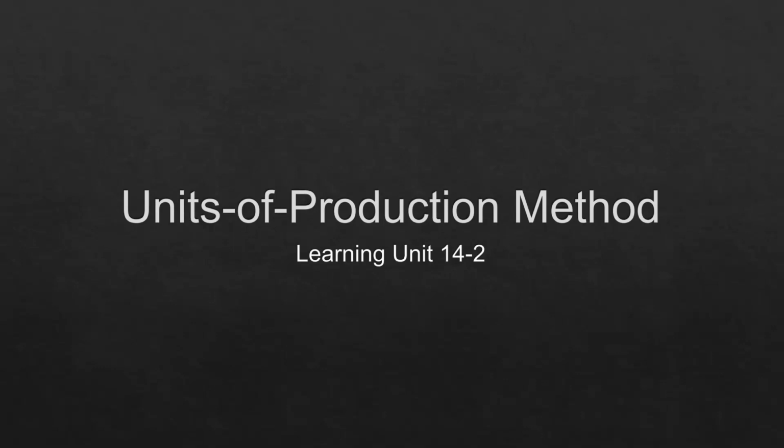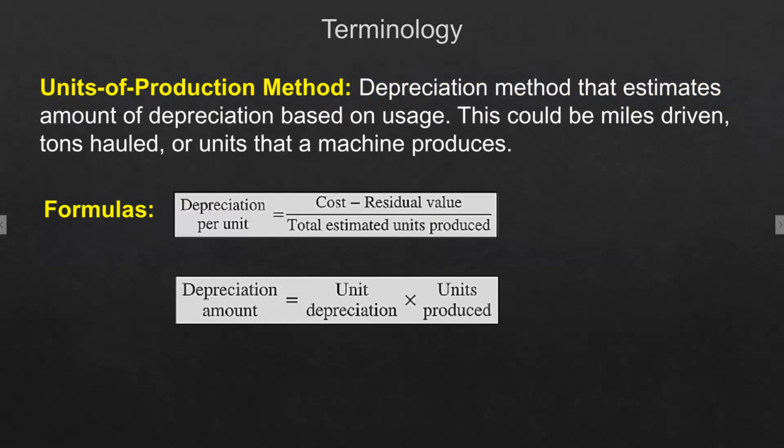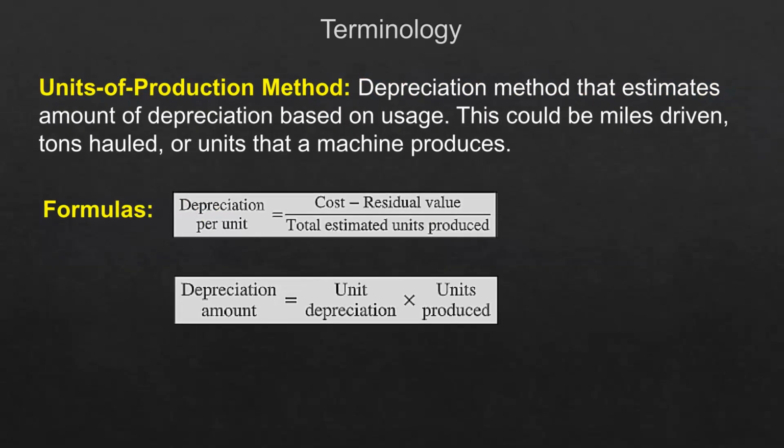This is section 14.2, units of production method. So let's talk about this. Units of production is a depreciation method that estimates the amount of depreciation based on usage. And this could be miles driven, tons hauled, units that a machine produces, or the number of hours. You're going to see all kinds of different types of usage, right?